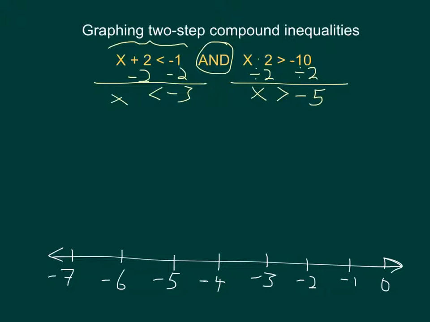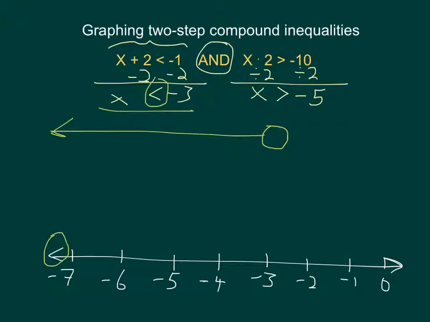So now we can graph each one individually. x is less than negative 3. There's no equal sign, so we know that this one is going to have an open circle. And that looks like the left-hand arrow over here. So we're going to draw a line this way.